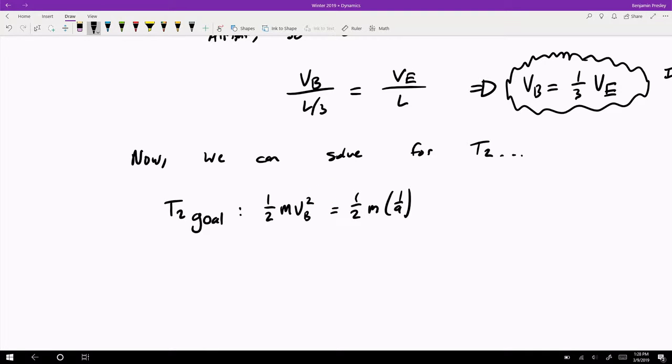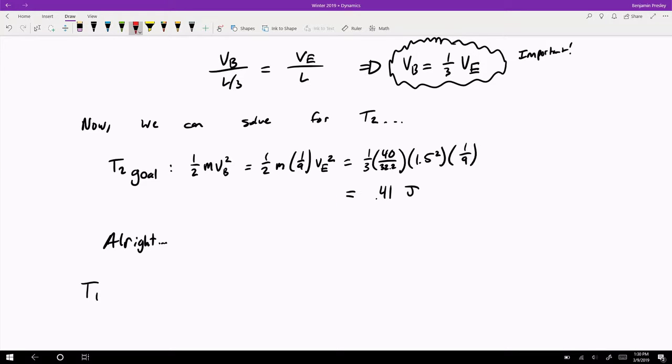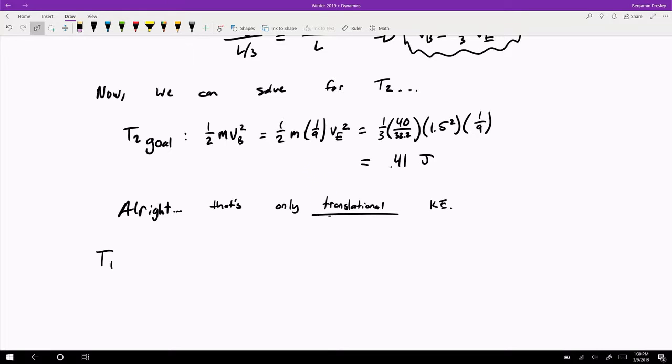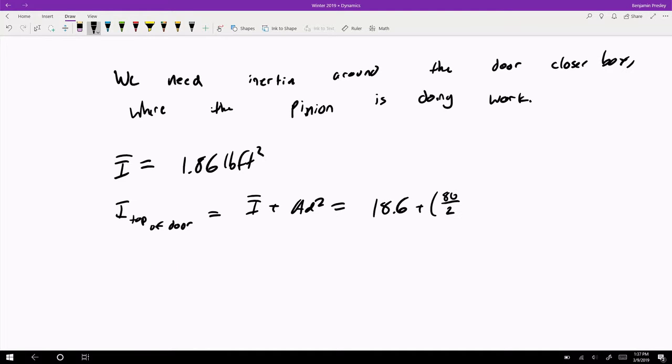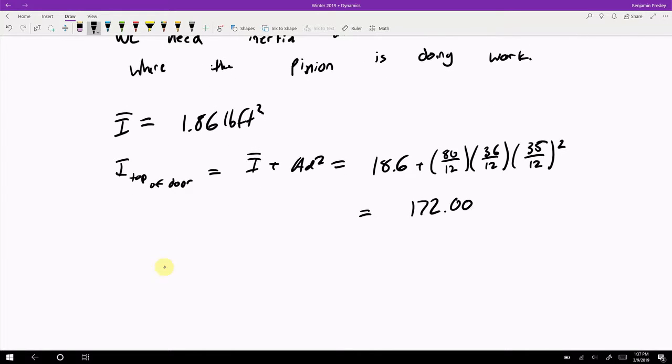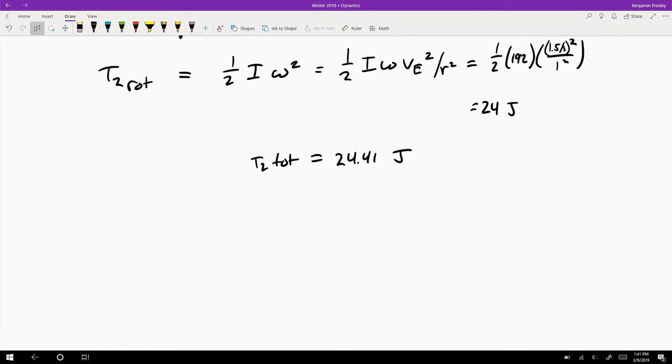But remember, what I just solved right here, 1/2 mv squared, is only the translational energy. We need to focus on the rotational energy as well, because the door is rotating when it opens. And coming back to inertia now, right now we know the centroid inertia. We need to move this inertia to point B, which is simply at the top of the door about 1/3 from the hinges. So with these calculations, we are moving the point of inertia to where all the forces are happening, which is at point B.